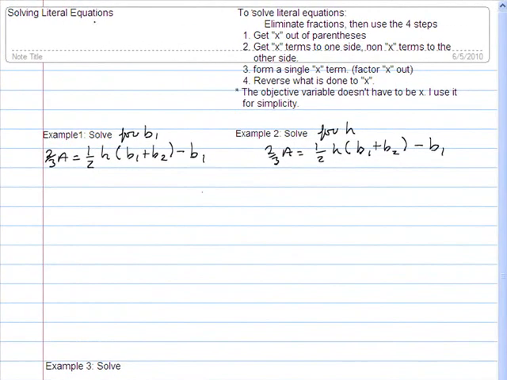A literal equation, literal means letter, so these are going to be equations with lots of letters in them, like this monstrosity down here, 2/3 a equals 1/2 h (b1 plus b2) minus b1. There are 4 different variables in that problem.